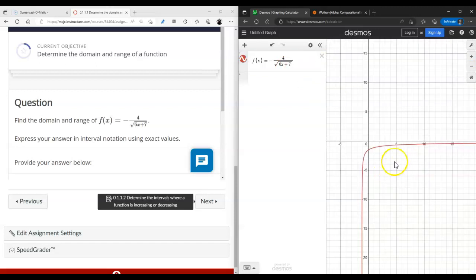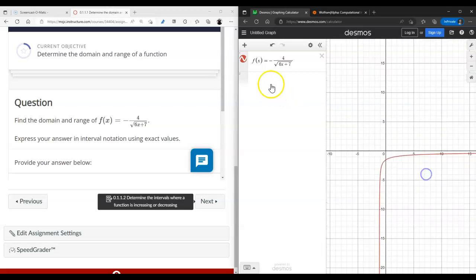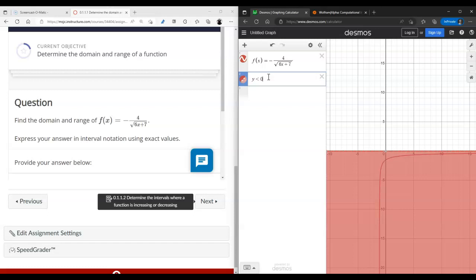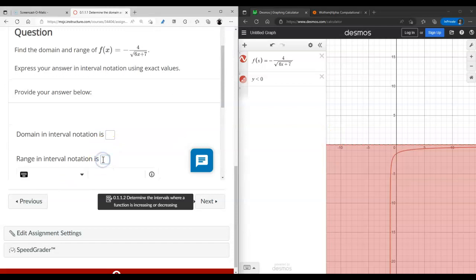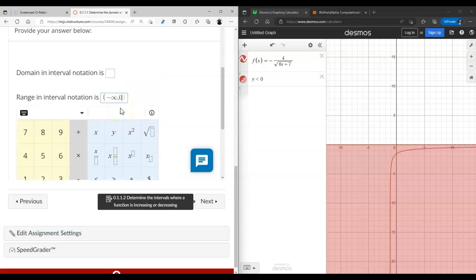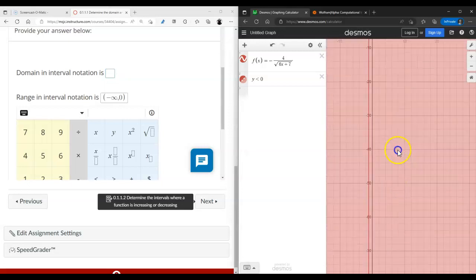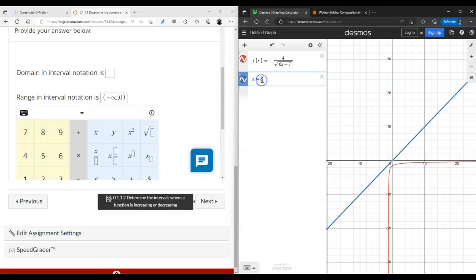So the function looks like it's a reciprocal of a radical, so it looks like it's approaching the x-axis from below but never touches it, so it seems like the range will be all the values below 0, so we can answer that right away. So it's going to be from negative infinity to 0. 0 is not included. And the domain of this function, it looks like this function also has a vertical asymptote. So x equals some number. Not sure what that number is.